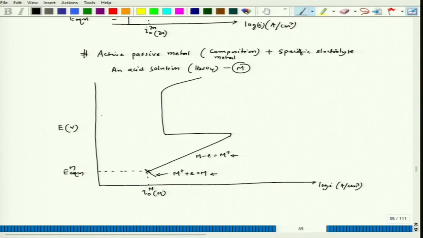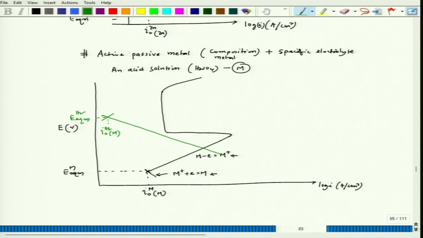Let's see, we have the hydrogen evolution reaction, which is the cathodic reaction. Let's say this is the situation. So this is the hydrogen evolution. Let's say this is equilibrium, hydrogen. This corresponds to the exchange current density of hydrogen on the metal surface.